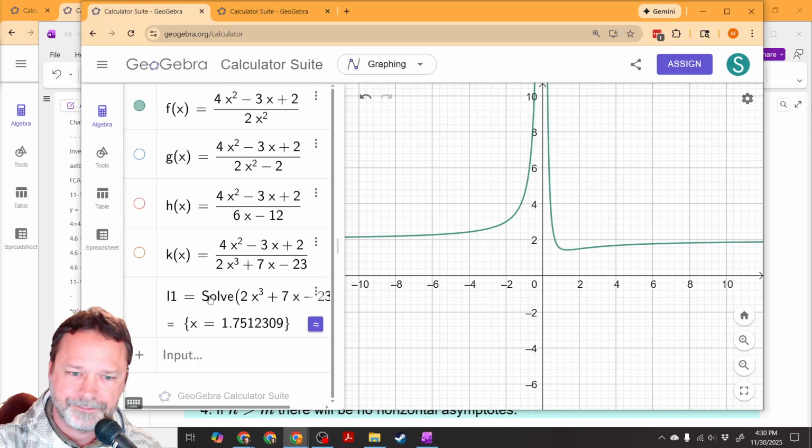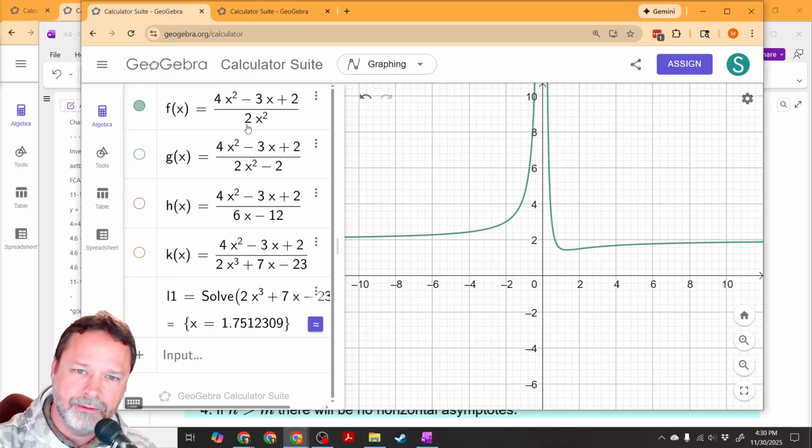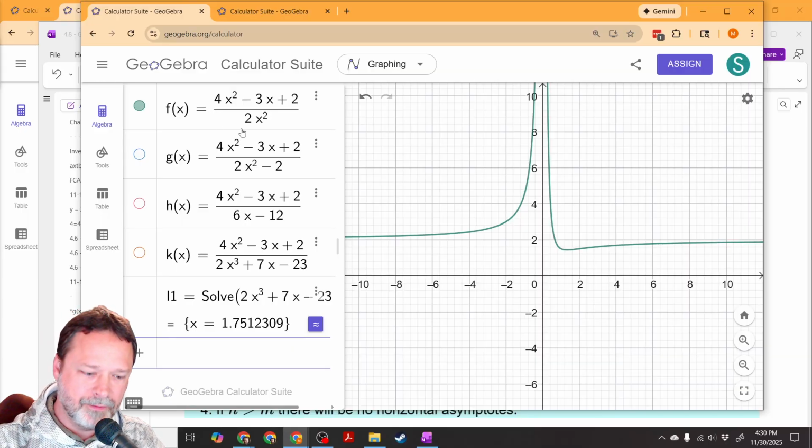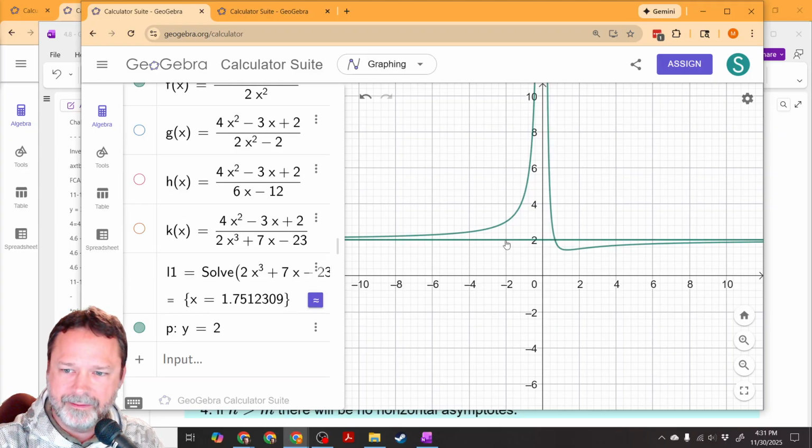So let's look at some of those. First one I want to look at is f of x equals 4x squared minus 3x plus 2 over 2x squared. In this case, the degree of the numerator and denominator are the same. They're both x squared. So according to that rule, we take the leading coefficients of both polynomials, in this case 4 and 2. The ratio of that will be our horizontal asymptote. 4 over 2 is just 2. So y equals 2. Type that in, and there we go. We can see that horizontal asymptote.